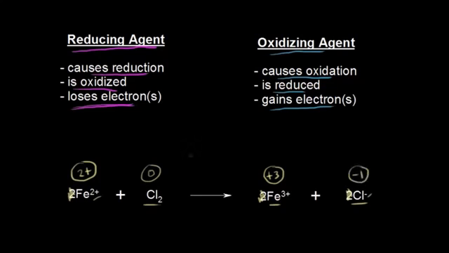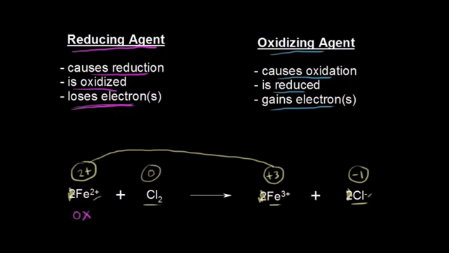So when we look at what happened in this redox reaction, we know that we went from an oxidation state of 2+ to an oxidation state of 3+. That's an increase in the oxidation state. So we know an increase in the oxidation state means that iron 2+ was oxidized in this reaction. So iron 2+, let me go ahead and use these colors here, was oxidized.